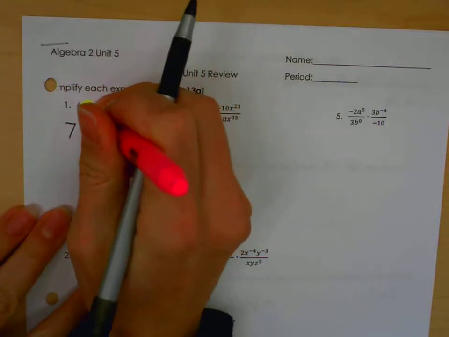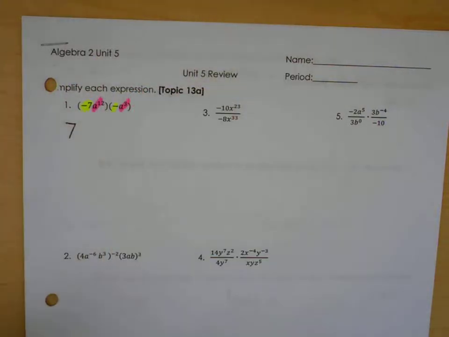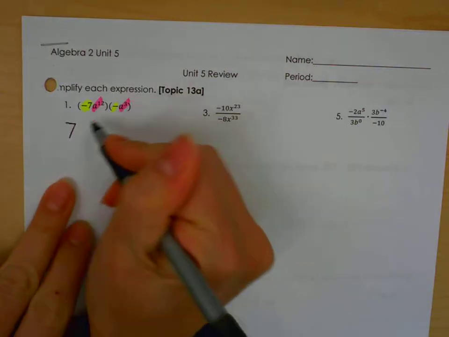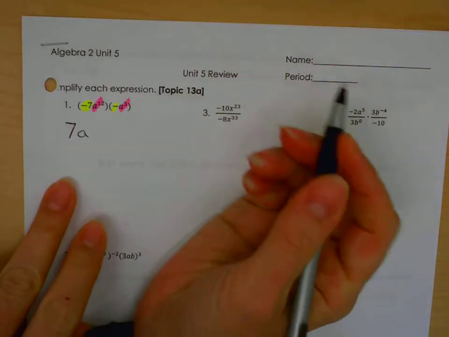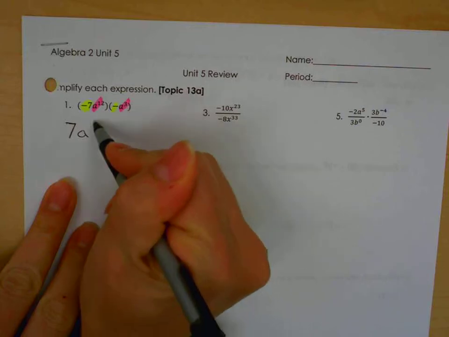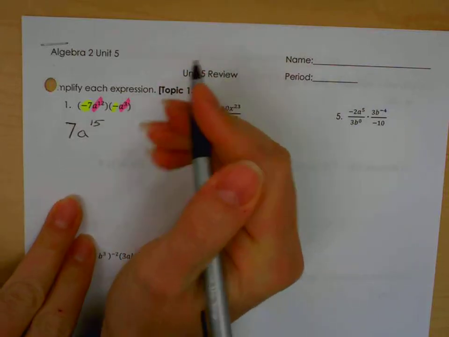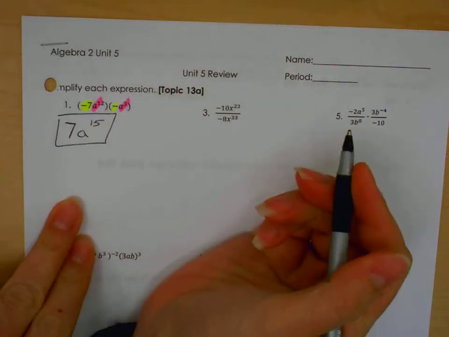And then, if I have the same base when I'm multiplying, I keep the base. So my base is A, and I add the exponent. So 12 plus 3 is 15. So my answer here is 7A to the 15.